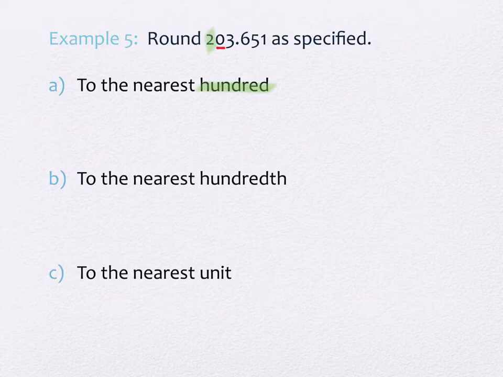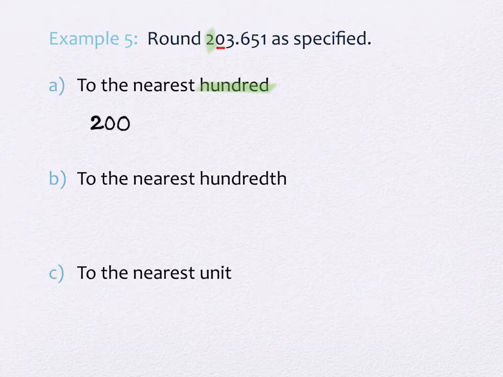If the number is 0 to 4, we round down. If the number is 5 to 9, we round up. So rounding down doesn't mean that the highlighted 2 changes. That 2 doesn't change when we round down. It stays the same. It's all the other numbers that go down, and they go down to 0. So this number is actually 200.